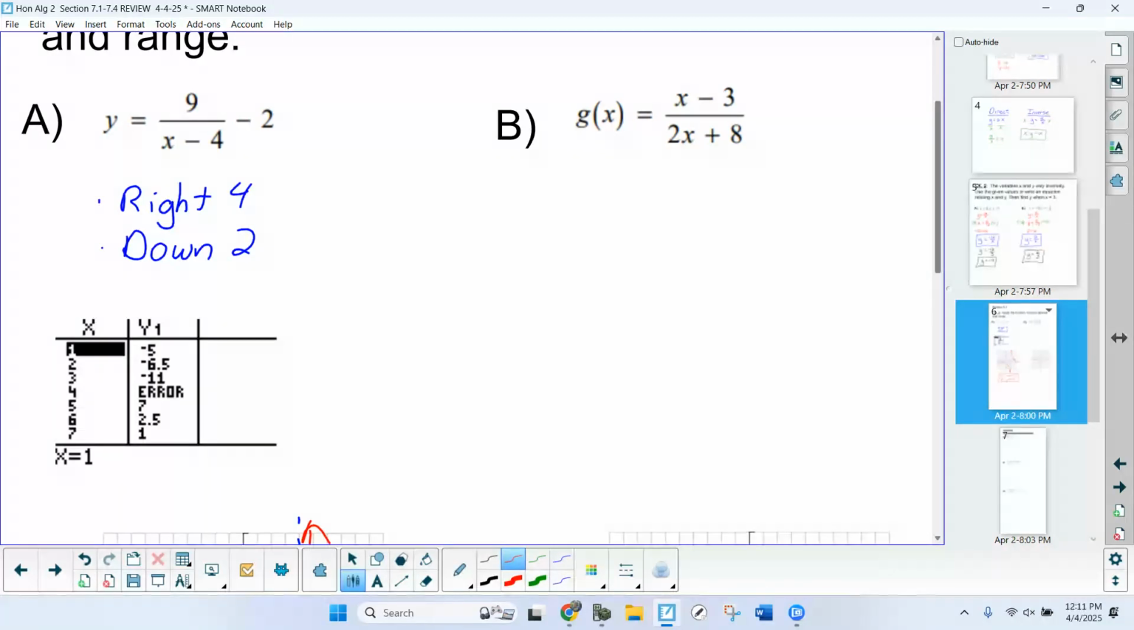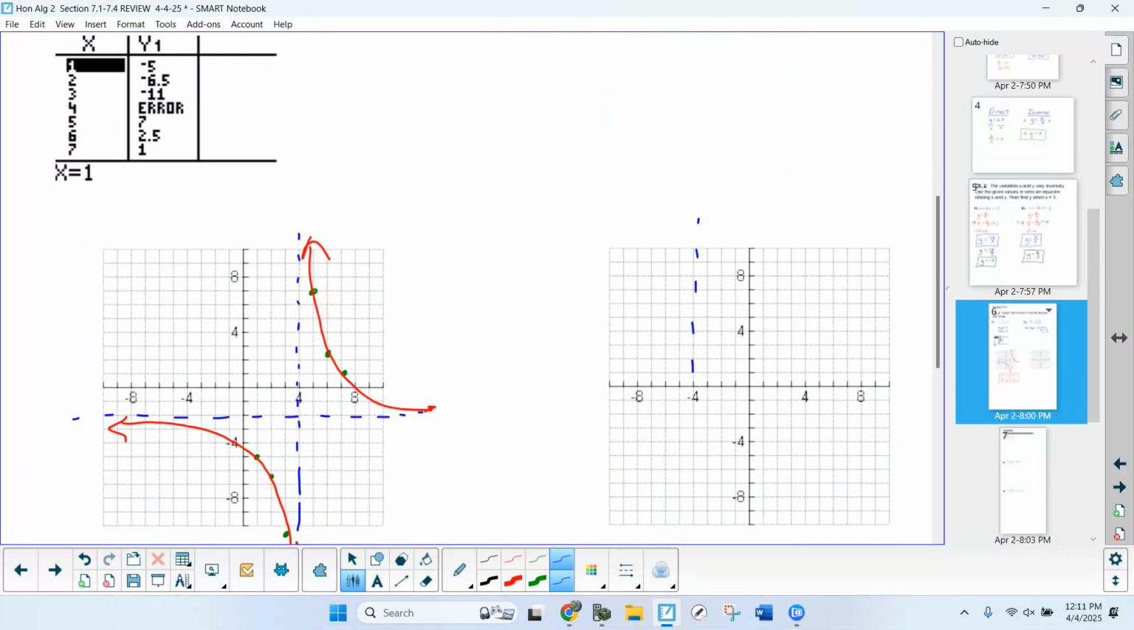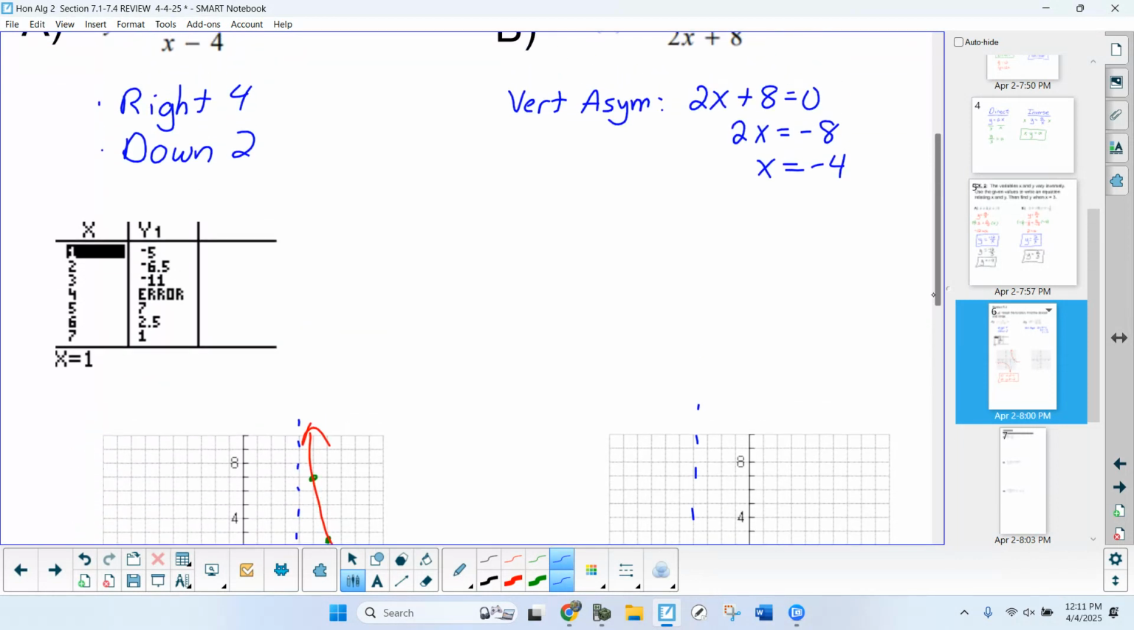You guys are pretty good at the vertical asymptote. How do I know what the vertical asymptote is? Anybody remember? Where the denominator is 0. So we're going to set 2x plus 8 equal to 0. How do you solve this? Subtract 8. And then what? Divide by 2. So that means x is -4. There's my vertical asymptote.